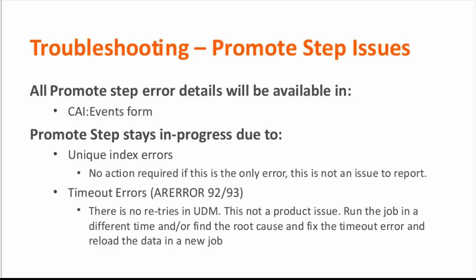Similarly with the timeout errors. Timeout errors occur when too many processes are running on the server, and you need to find out which process is causing the timeout. If you find that UDM or CAI is causing the timeout, you can work with support and see if you can increase the CAI API timeout value, and then that timeout will go away. But if the timeout has been caused by other processes running on the server, then you have to wait for that process to complete, or run the job at a different time, or just cancel the job and reload it some other time, some other day.